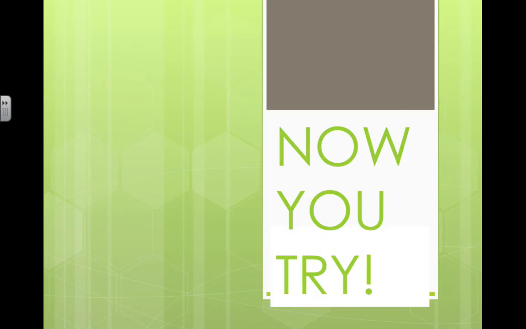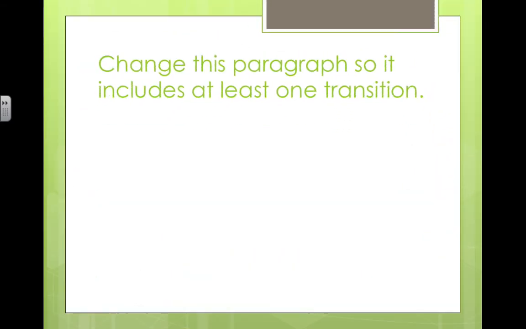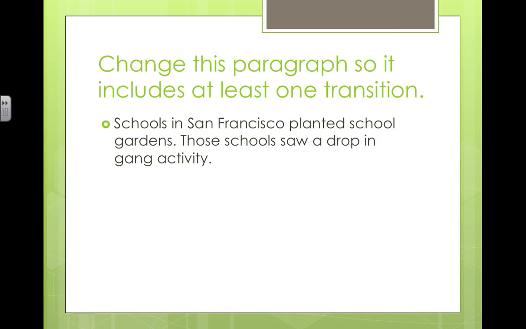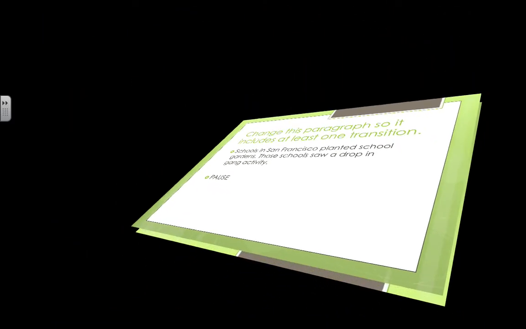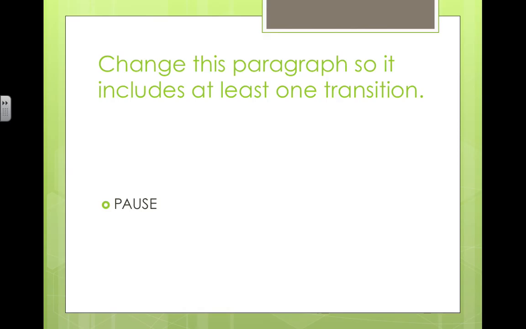Now you try. Change this paragraph so it includes at least one transition. Schools in San Francisco planted school gardens. Those schools saw a drop in gang activity. Your teacher will now pause the video so you can try to rewrite this paragraph so it includes transitions. All right, I hope that you guys came up with some great examples of how you could rewrite that sentence.